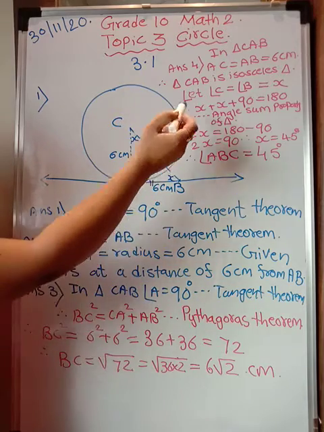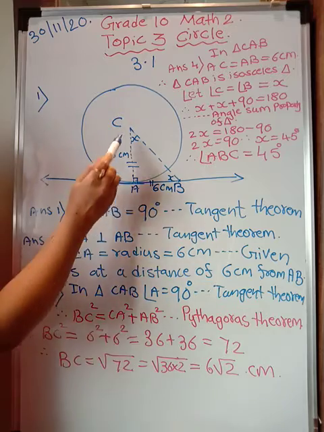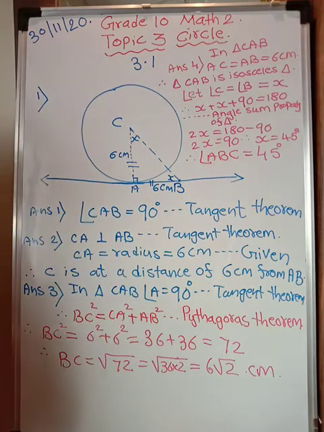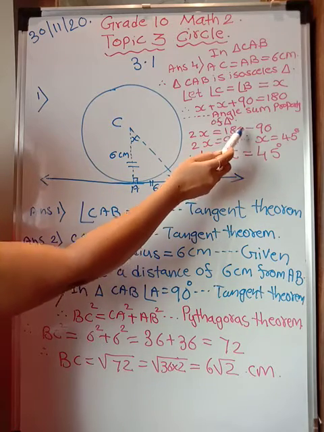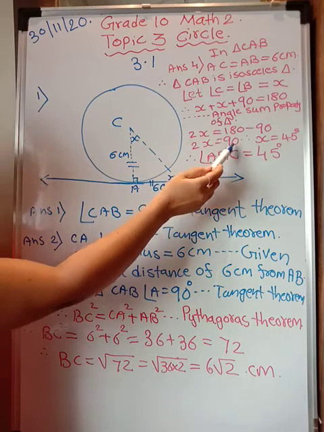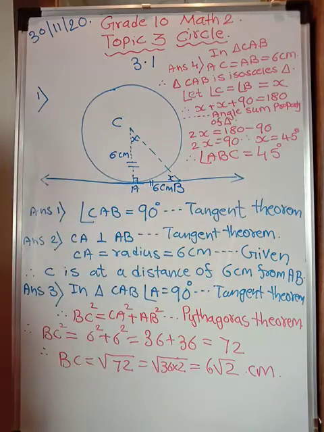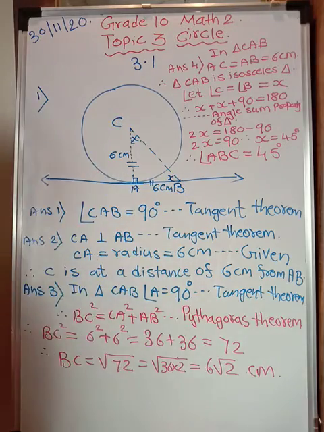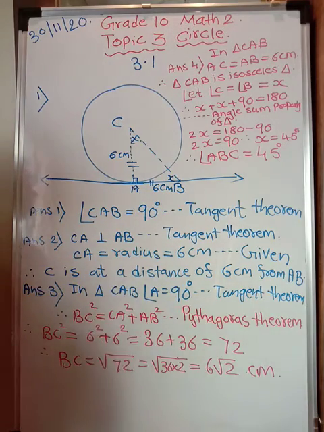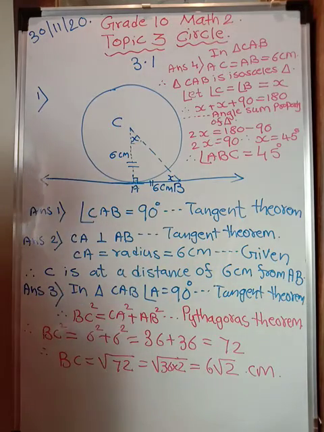So what do we have? X plus X plus 90 is 180 degrees. Angle sum property, the sum of all angles of a triangle is 180 degrees. So X plus X is 2X. 90 shifted over here, you get 180 minus 90. So 2X is 90, and therefore X will be 90 upon 2, which is equal to 45 degrees. So this you got 45 and this also you got 45. So it is an isosceles right angle triangle, and therefore the measure of angle ABC is equal to 45 degrees.